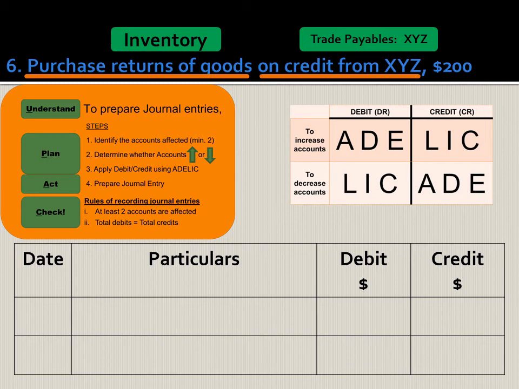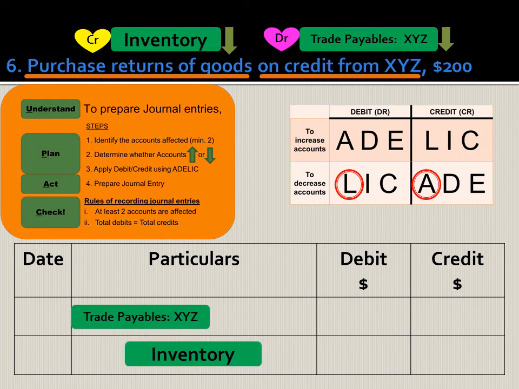As you get more familiar with the steps, you will be faster in generating the journal entries. Nevertheless, we will still go through the necessary steps to prepare the journal entries. Purchase returns. The business has lesser goods. Asset decreases, we will credit the account. On the other hand, when the business returns goods to the supplier previously bought on credit, the business will owe the supplier a lesser amount. Liability decreases, we would debit that account.